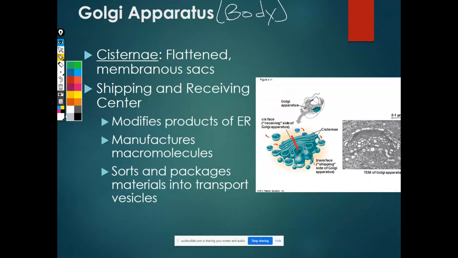I can actually draw in white, so let's get color. All right, so if we look at the image in blue on the right side of the screen, this is our Amazon shipping center. Okay, so we can see these sort of folded sacks on top of each other, and these are the cisternae. So this is a unidirectional warehouse.